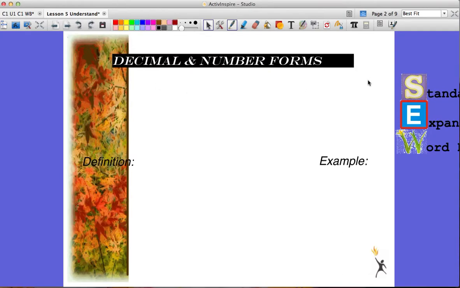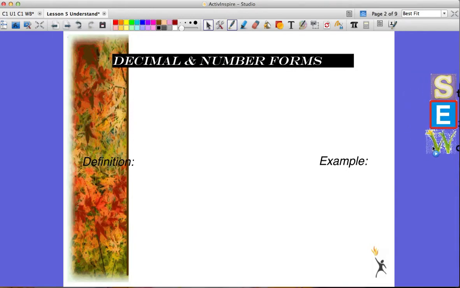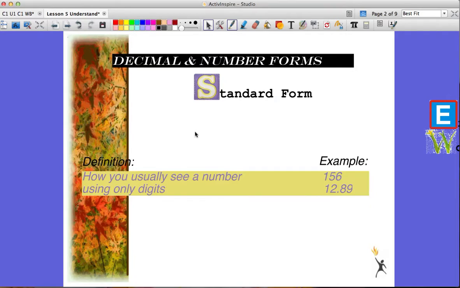So one of the first things that you have to know is what are the three different forms. I like to just remember SEW. It helps you remember SEW. S stands for standard form. Now standard is the way that you typically see things. So when we talk about standard form, it's how you usually see a number using only digits. So for example, if you were to write 156, usually you see it as a 156 all squeezed together, or 12 and 89 hundredths. So standard form is just using digits and decimals.